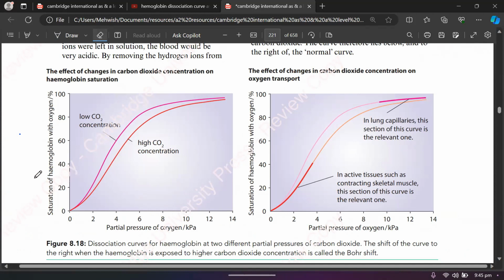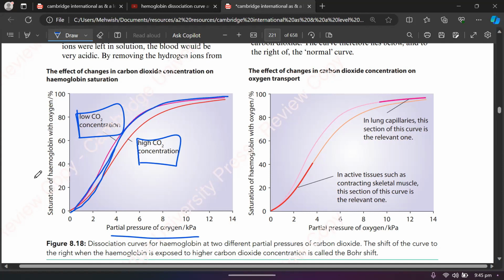The first graph you can see, this one I'm talking about. This graph is showing you the hemoglobin dissociation curve, right? Just leave aside the higher carbon dioxide and lower carbon dioxide, just forget about these first. When the oxygen partial pressure is increasing, the hemoglobin saturation is also increasing, and then it becomes maximum, right?